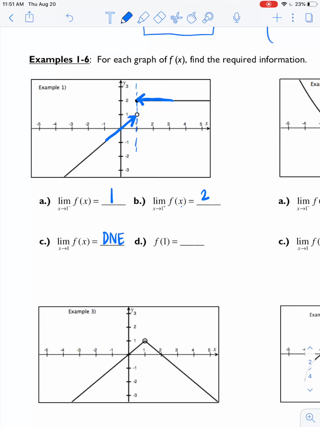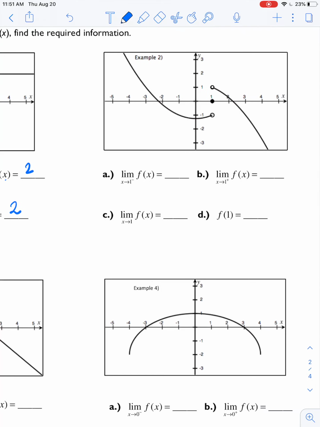F of 1, though, is just the actual value if there's a filled-in point, which there is in this case. That is 2. That f value doesn't have anything to do with those limits, okay? So that could exist, it could be undefined. That doesn't affect limits. Limits are what is going on around that x value, not at the x value.